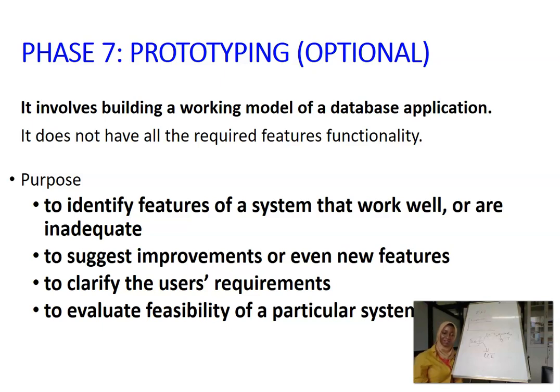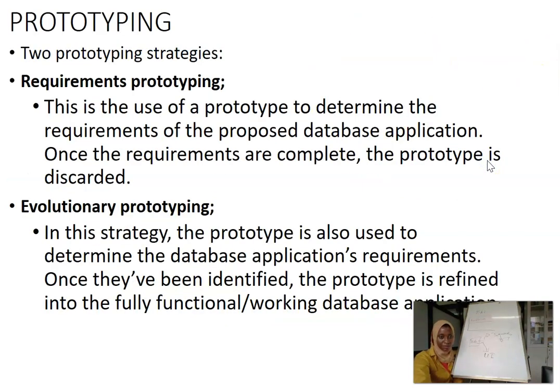We need to clarify user requirements, and also sometimes we use it to evaluate the feasibility of the system's design. We have two types of prototypes. We have a requirements prototype. This one helps us in gathering requirements from the users. After using it, we discard it. That's why we call it a requirements prototype.